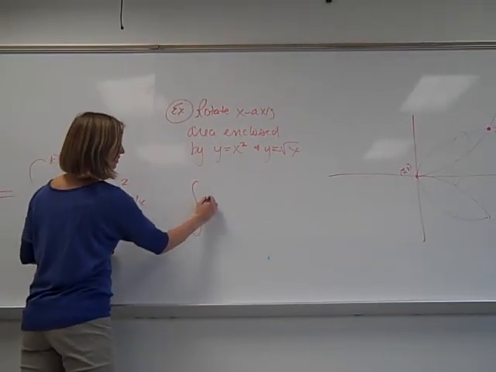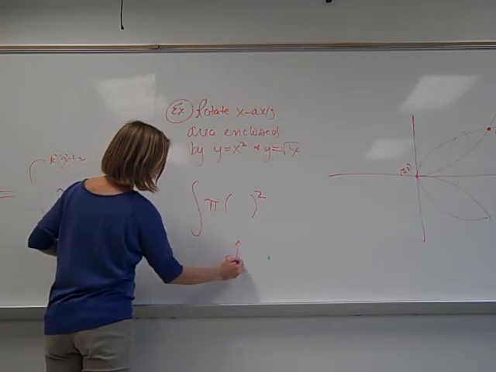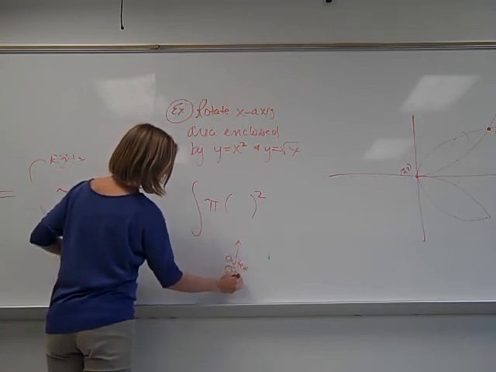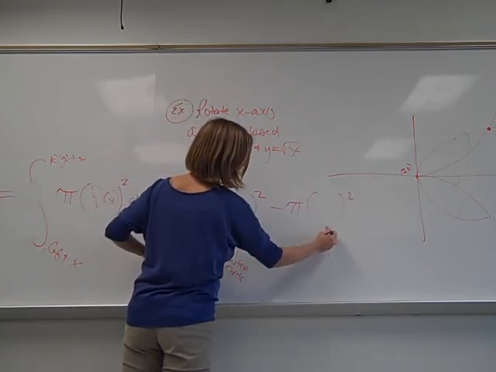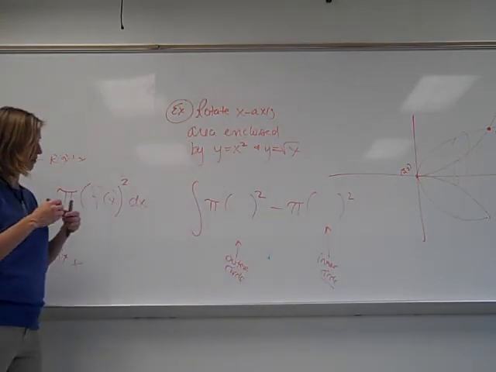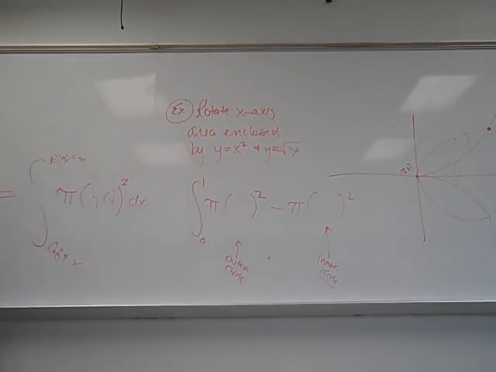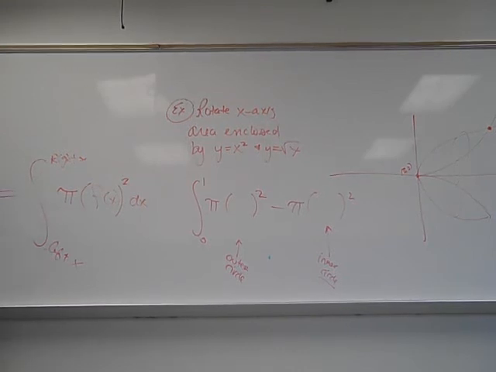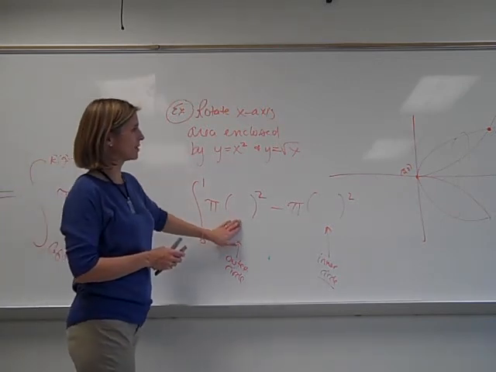We're going to have the integral of pi r squared of the outer circle minus pi r squared of the inner circle. I'm still going to go from 0 to 1. That left to right doesn't change because the curves didn't change. I've got the same one on the outside as on the inside. So it's important to know what curve was on top. What radius makes up the outer circle?